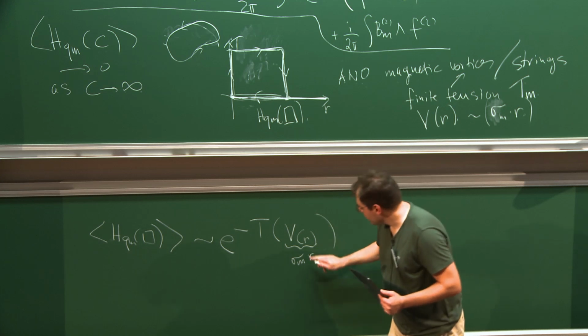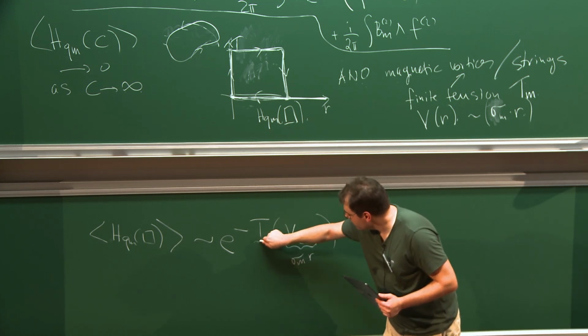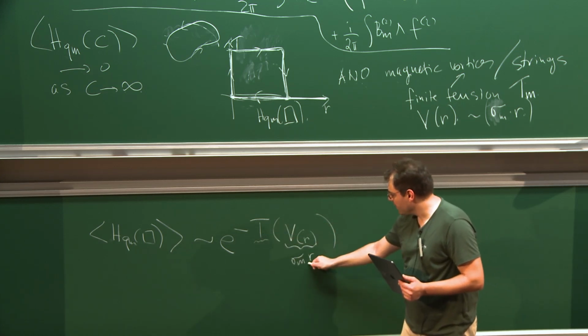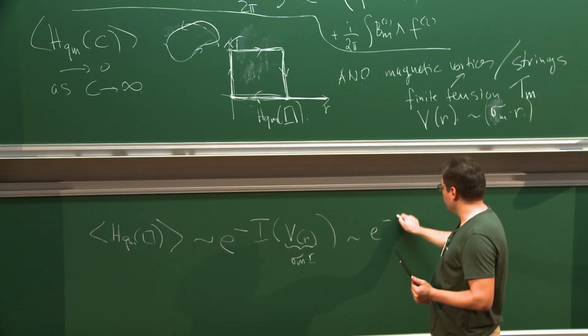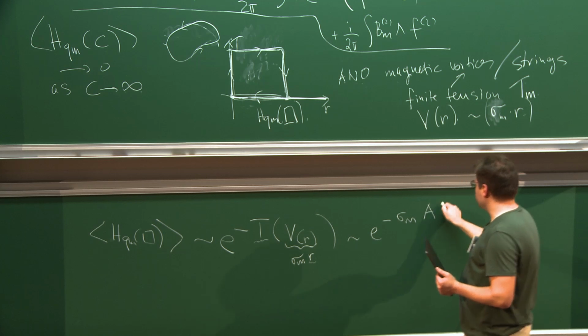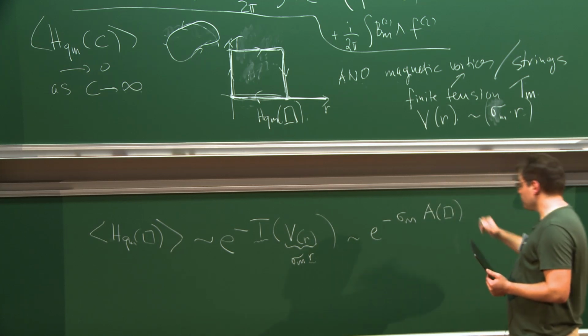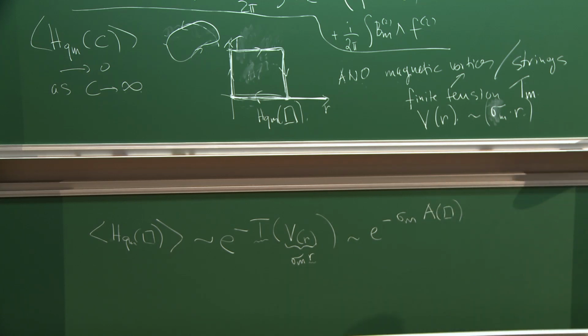And now I'm going to get my area, because now I have a factor of t here for the time length, and here I have a factor of r. So this is going to be e to the minus sigma times the area of this loop. So this is the famous area law. You see that it's an exponential decay.